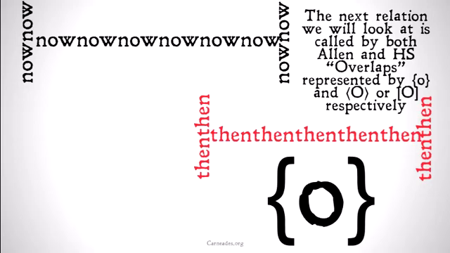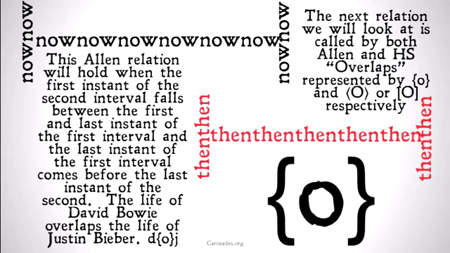It's a little bit complicated, but hopefully the pictures help. So, the Allen relation will hold when the first instant of the second interval falls in between the first and last instant of the first interval, and the last instant of the first interval comes before the last instant of the second. If you, once again, look at the picture to make sense of it, they overlap each other. For example, the life of David Bowie overlaps the life of Justin Bieber. Once again, hopefully this makes sense.